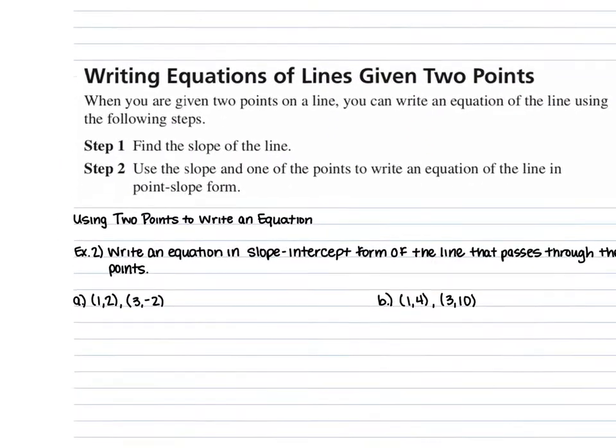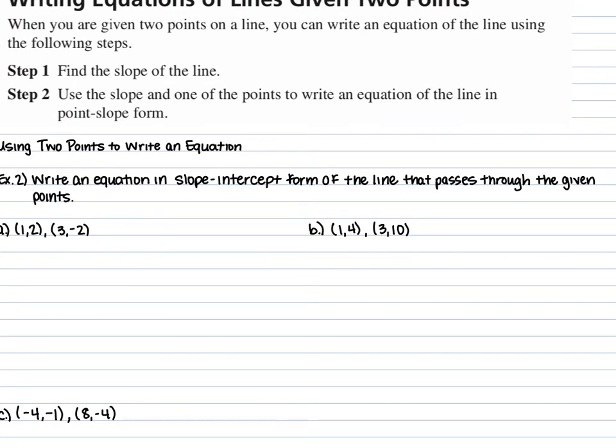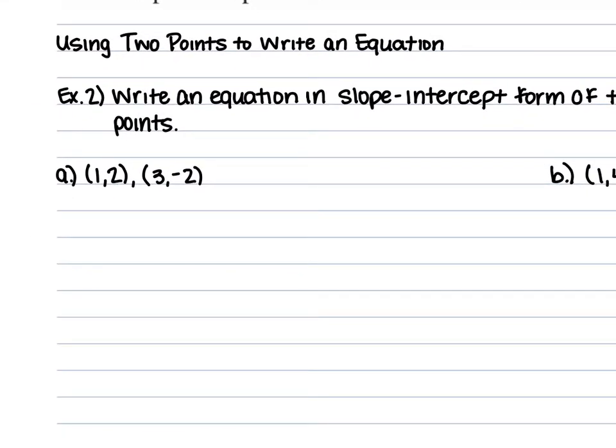All right, so the next part of this just takes it a little bit further, and it gives you 2 points, and then you're to write the equation in point-slope form and then put it into slope-intercept form. So with these, the first thing to do, find your slope. Use your slope formula, y2 minus y1 over x2 minus x1. So in this case, for example A, this 1, 2 can be x1 and y1. 3, -2 can be x2 and y2.